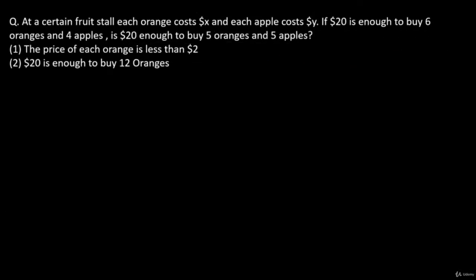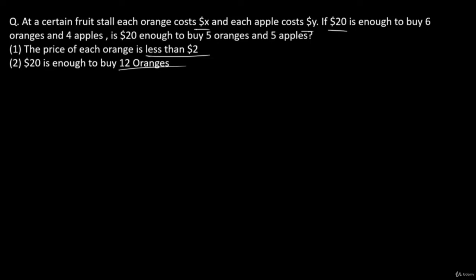Let's do this question. At a certain fruit stall, each orange costs X dollars and each apple costs Y dollars. If $20 is enough to buy 6 oranges and 4 apples, is $20 enough to buy 5 oranges and 5 apples? Statement 1 says the price of each orange is less than $2, and statement 2 says $20 is enough to buy 12 oranges. Pause the video, give it a try, and then let's do it together.